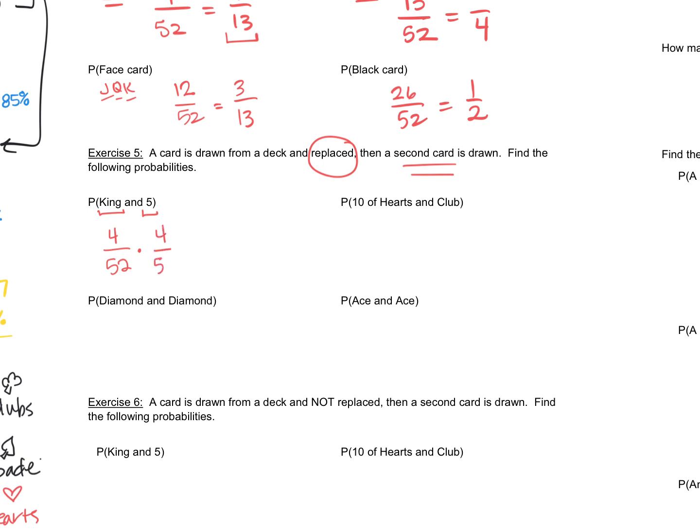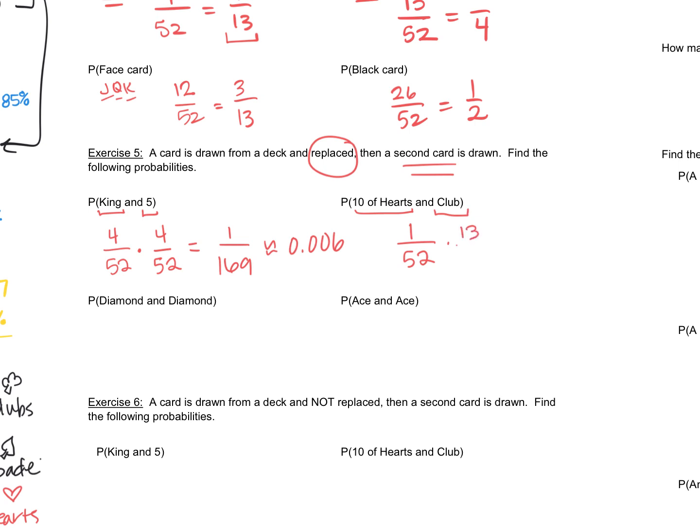Again, it was replaced, so we'll still have out of 52. This reduces to 1 out of 169, which is about 0.06. Next, we have the probability of getting a 10 of hearts. That is one particular card out of the 52, so it's 1 out of 52 is the probability of that.